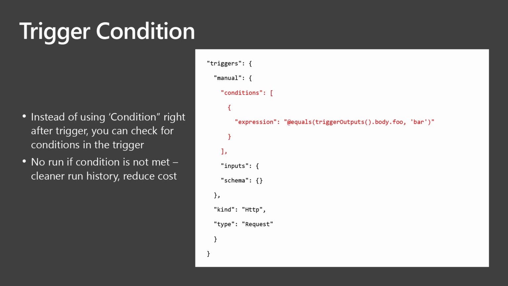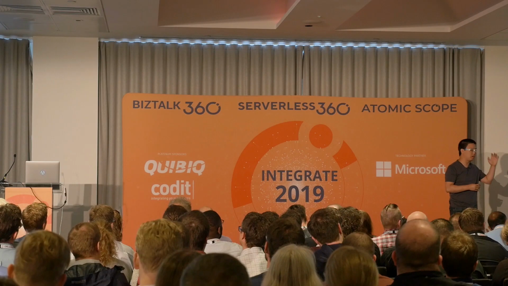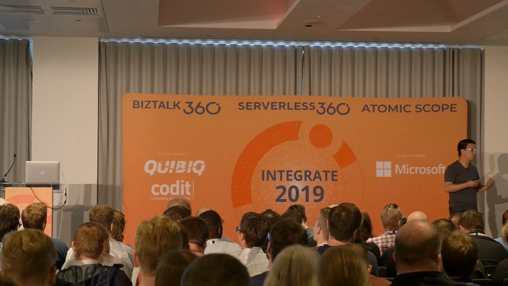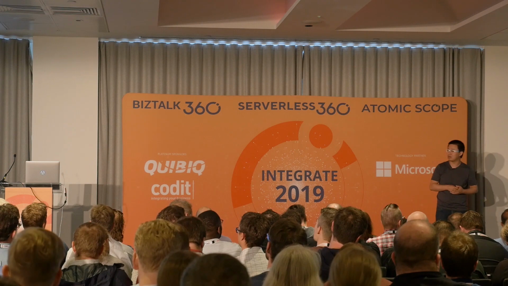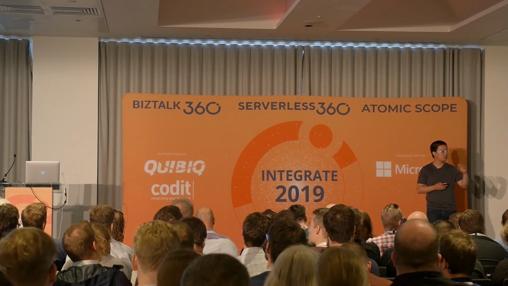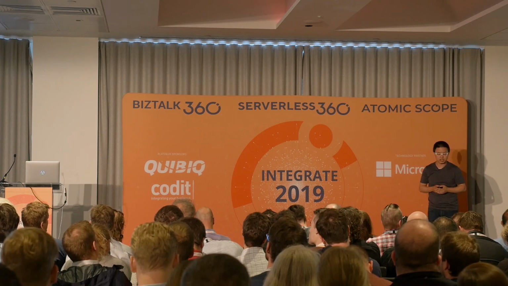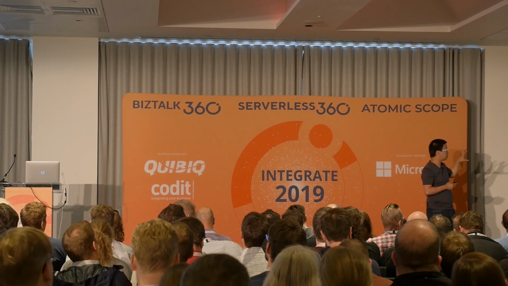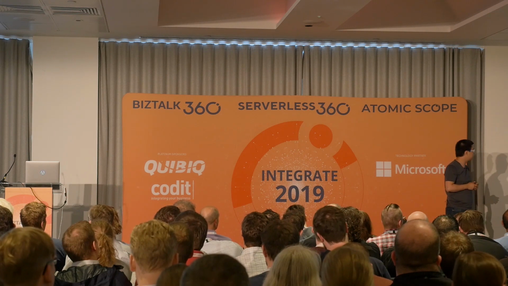But there are some drawbacks with that approach. First is, even for the runs that you don't really care about, it still triggers a run, so it ends up polluting your run history. You have a bunch of runs that don't really do anything, and it's really difficult for you to find the ones that you care about. And you pay extra. You have to pay for that actual execution of the condition action. But you can do the same thing with conditions inside the trigger.